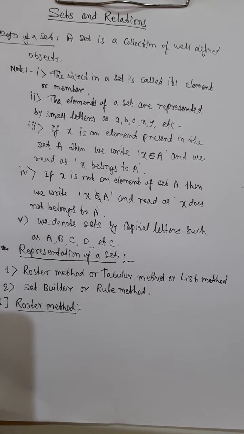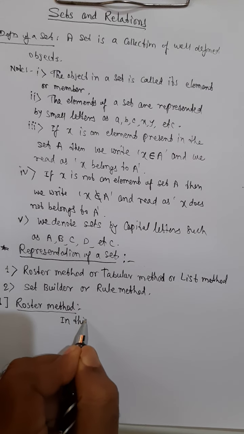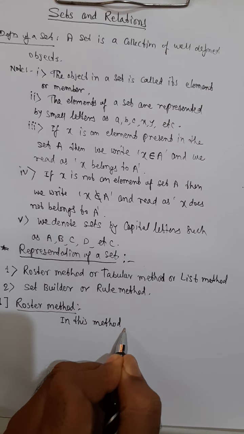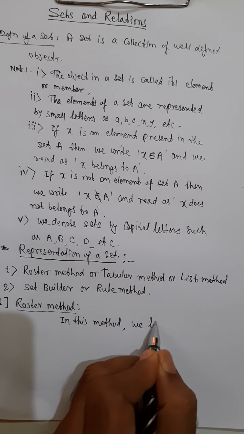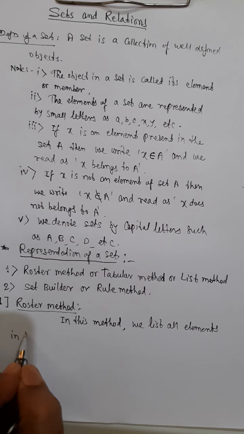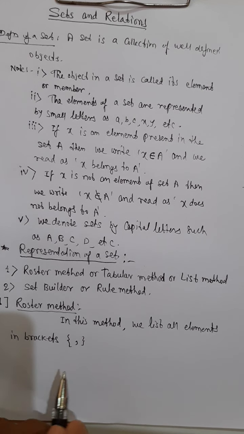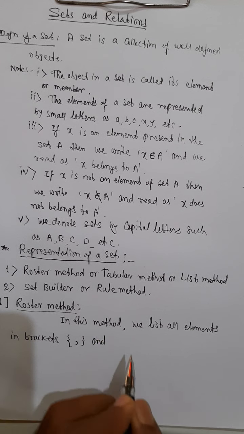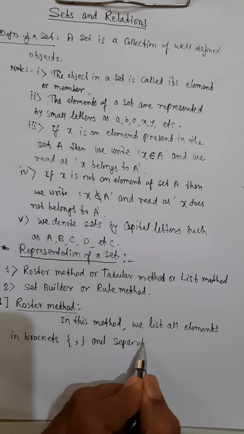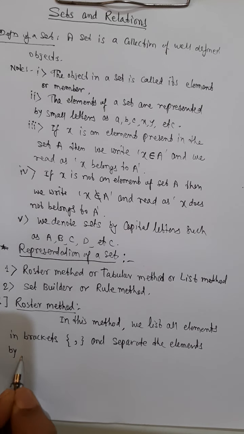So you see what is the roster method. In this method, we list all the elements of the set within two brackets, and the elements are separated by giving commas like this.